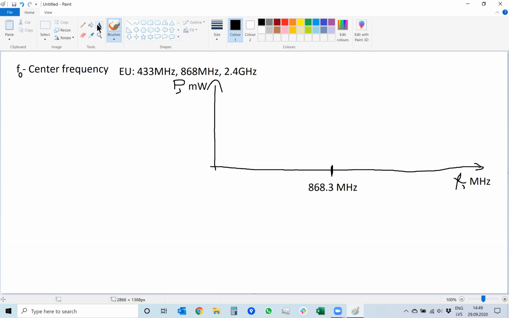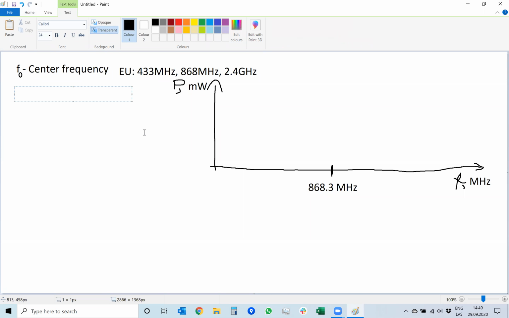For example, in the simplest way, you could use amplitude modulation, or better name is amplitude shift keying. When you want to send 1, it means there is a signal. And if you want to send 0, you don't send the signal.